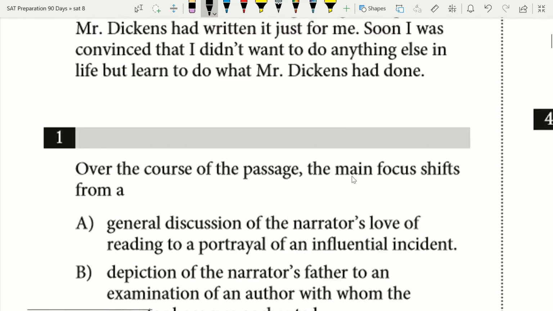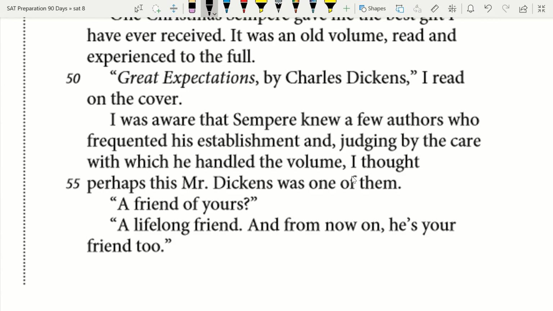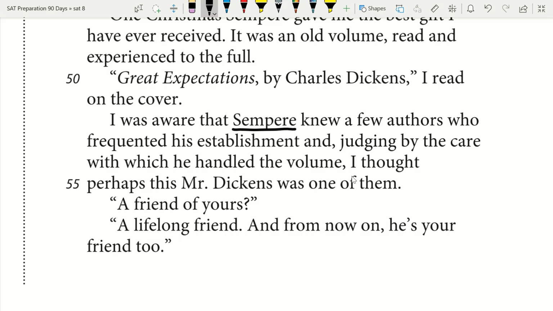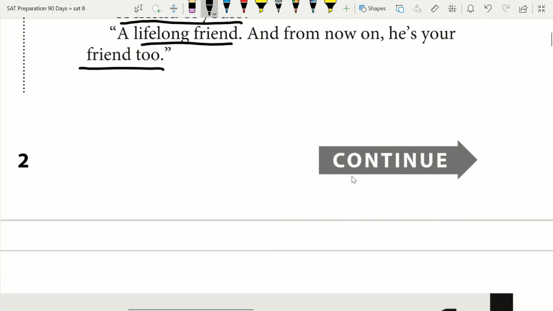So once again, let's go ahead and take a look at lines 57 to 58. I'll give you some context as well. Sampir is a bookstore owner who is a friend of the narrator, and he gives the narrator books for much less than they're worth, and oftentimes for free, right? So he's giving the narrator a book by Mr. Dickens, and the narrator asks, is he a friend of yours? And Sampir says, a lifelong friend, and from now on, he is your friend too. So in this case, what is the purpose of including the word friend to describe the author of this book that Sampir is giving to the narrator?